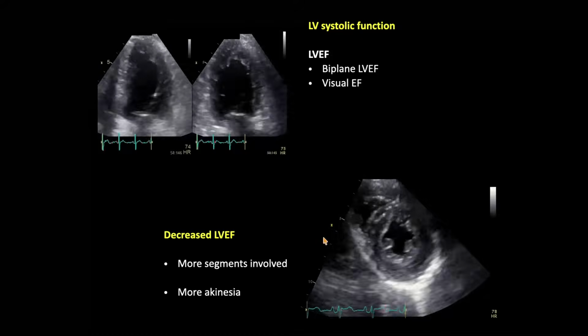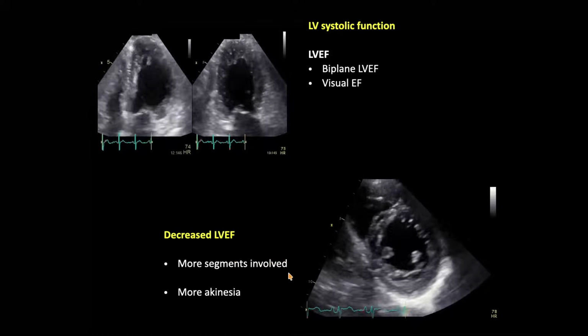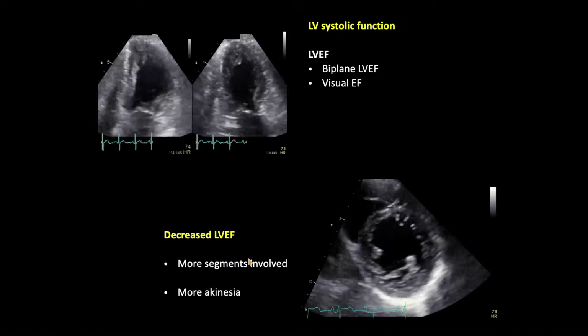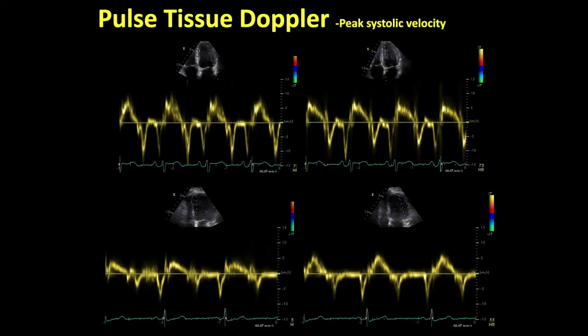And when there is a CAD and you have decreased LVEF, more likely there are a lot of segments involved. So the more segments involved, the more the LV function starts to come down. And with more akinesia, the LVEF is likely going to come down.